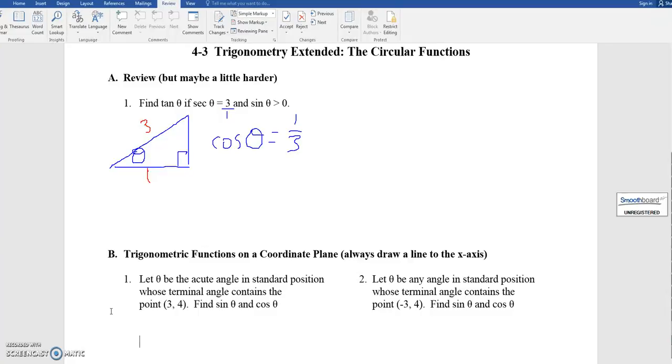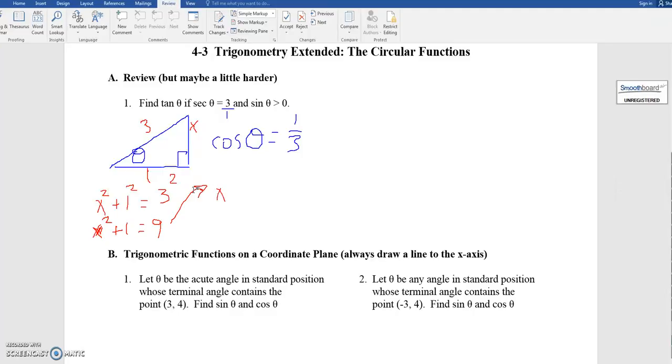So I'm going to set up the Pythagorean theorem really quick. If I call this side x for now, because it's a right triangle, I know that x squared plus 1 squared has to equal 3 squared. Let me zoom up here just a little bit, sorry about that. So we have x squared plus 1 equals 9. If I subtract 1 from both sides, x squared would equal 8. And so that means x has to equal the square root of 8.